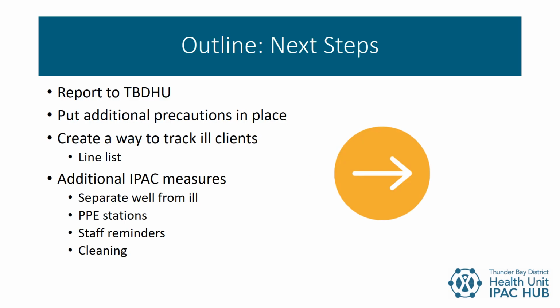Outline for the next steps. For the next part of the presentation, we are going to discuss what steps all facilities should take when there are cases of respiratory illness within their facility. These steps include reporting to the Thunder Bay District Health Unit, putting additional precautions in place, creating a way to track ill clients. So an example of this is utilizing a line list, and additional IPAC measures, which include separating the well clients from the ill clients, PPE stations, staff reminders, and cleaning.